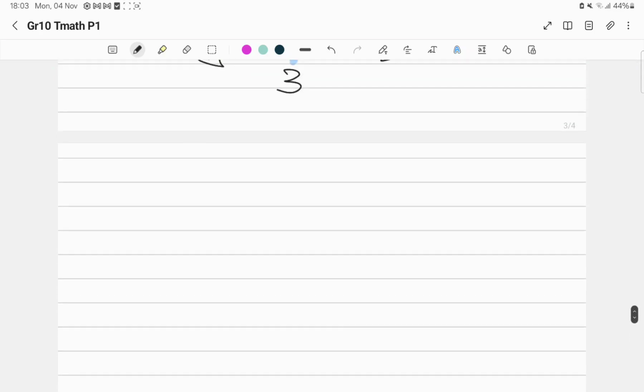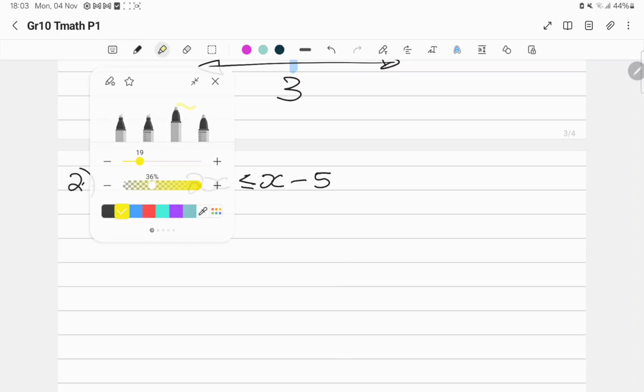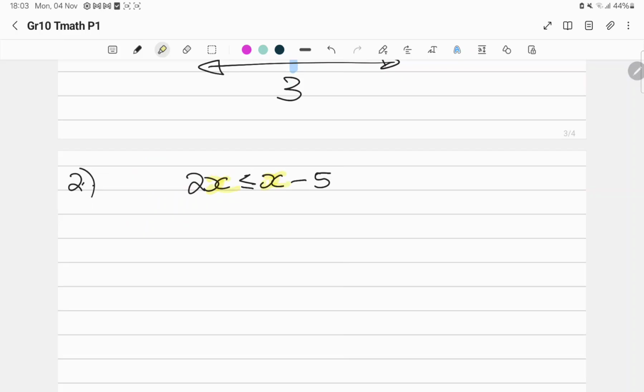Okay, let's look at another one, just for extra practice. Alright, let's say I have 2x less than or equal to x minus 5. Okay? Alright, so what happens now? Once again, I cannot have an x on both sides of my inequality. So this x here has to go over. And when it goes over, it becomes negative x. So now I have 2x minus x less than or equal to negative 5.